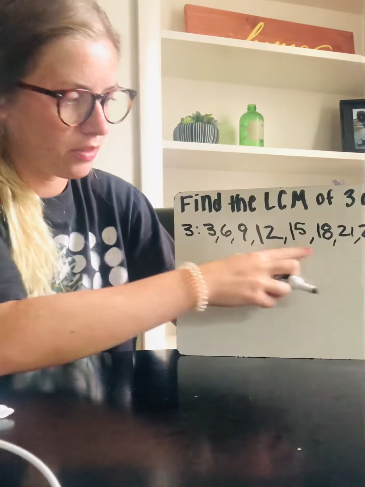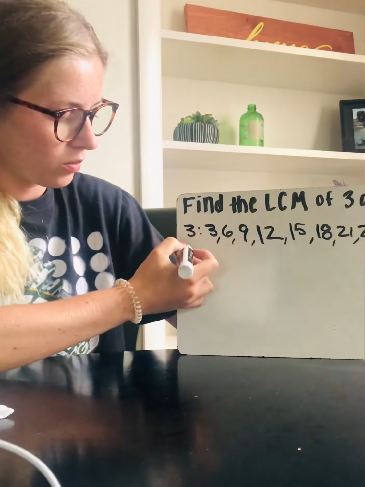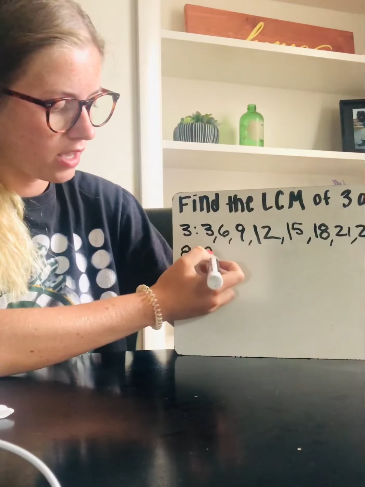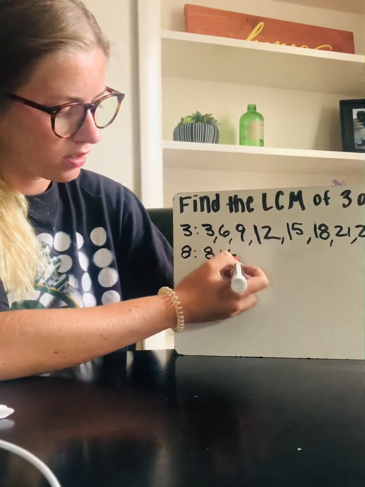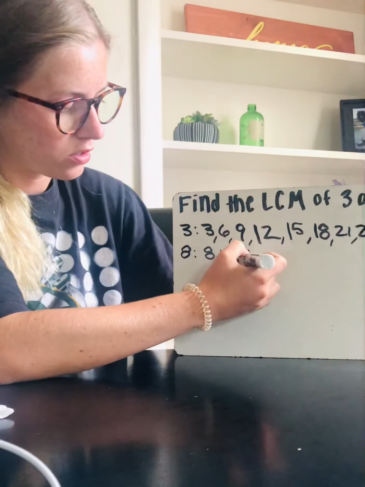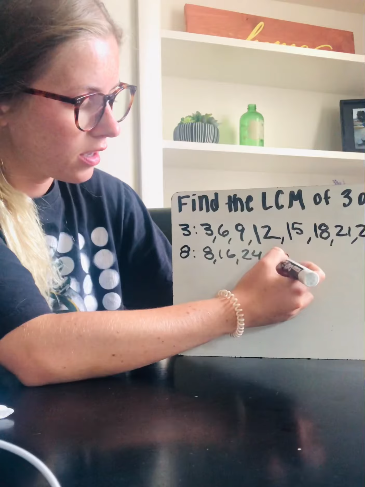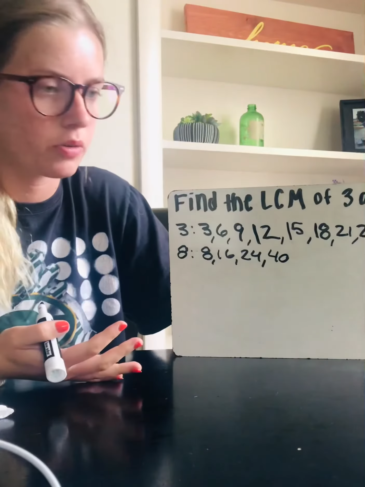You may also recognize another pattern. You're counting by 3s. If you were to find the multiples of 8, you would do the same thing. 8 times 1 is 8. 8 times 2 is 16. 8 times 3 is 24. 8 times 5 is 40. I'm going to stop there and explain what we're doing.